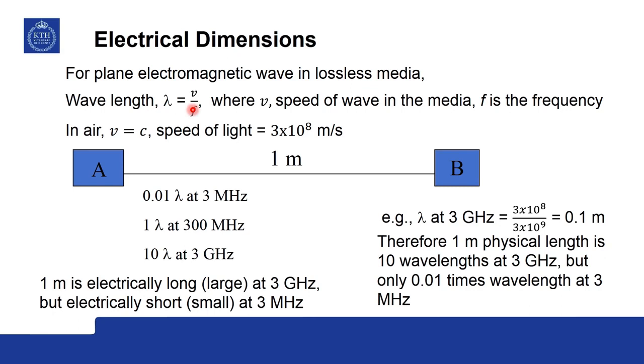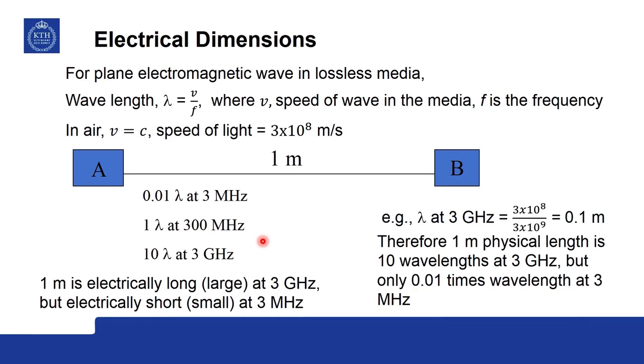Now, let us see what it means by 1 meter distance between system A and system B. Let us say there is a cable in between system A and B. So, we say that this cable is 1 meter. What does it mean? If you have a signal from here to here, and that signal's center frequency is 3 megahertz, it means it is 0.01 wavelength only, because at 300 megahertz the wavelength is 1 meter.